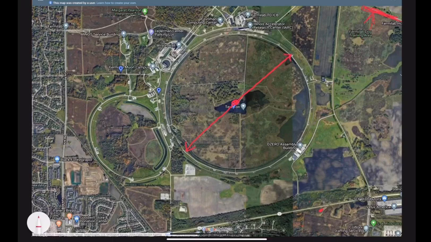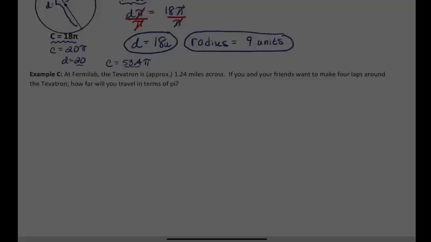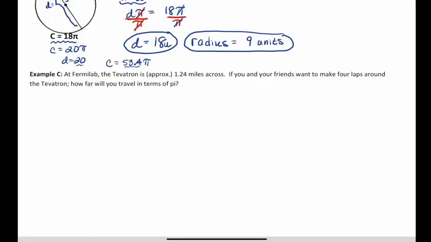If we know what that distance is across, then we should be able to use the circumference formula to figure out the distance around. So let's do that. If we're looking for how many laps we can make around this Tevatron, around the circle, we're going to use the circumference formula, which is pi times diameter equals circumference.